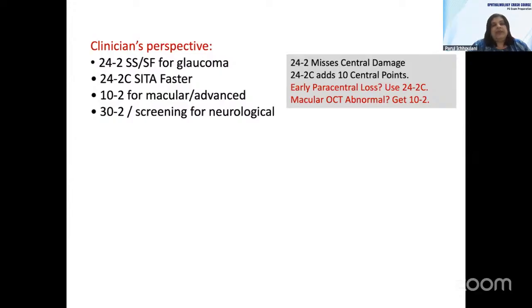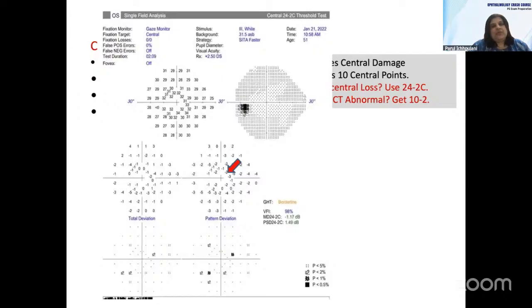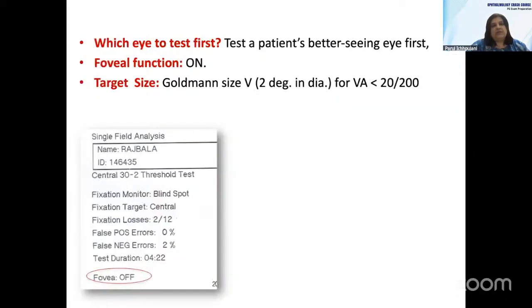For patients with advanced damage, a 10-2 or a macular test is the way to go because it gives you the information where it is really desired. And for neurological cases, a 30-2 test is good enough. So this is an image of a 24-2C, which is the latest edition. And here you see we have 10 additional points, which can provide you information about the paracentral area.